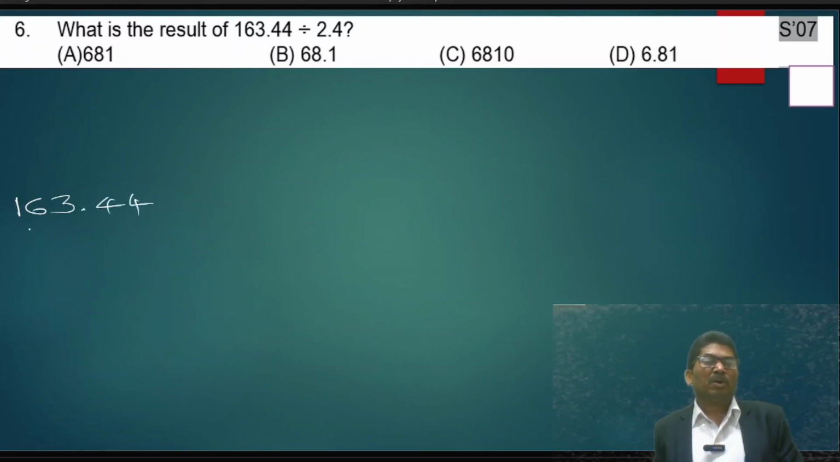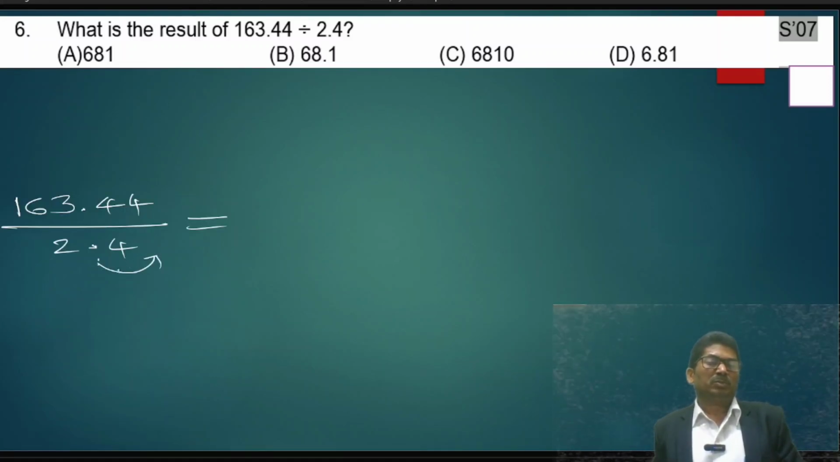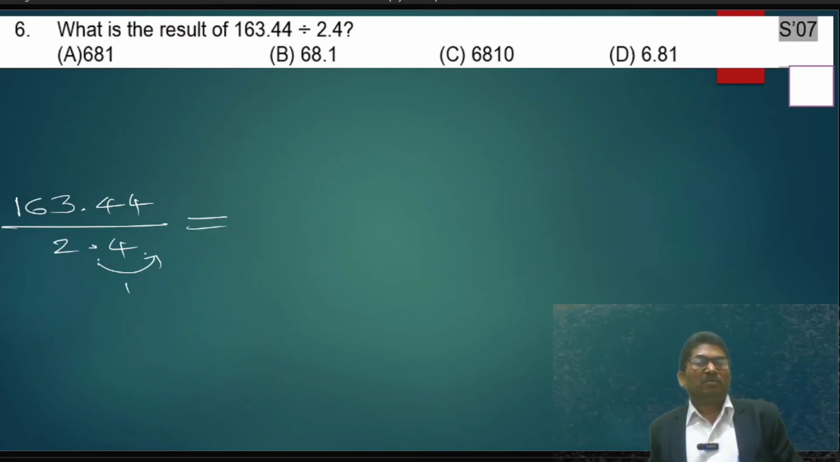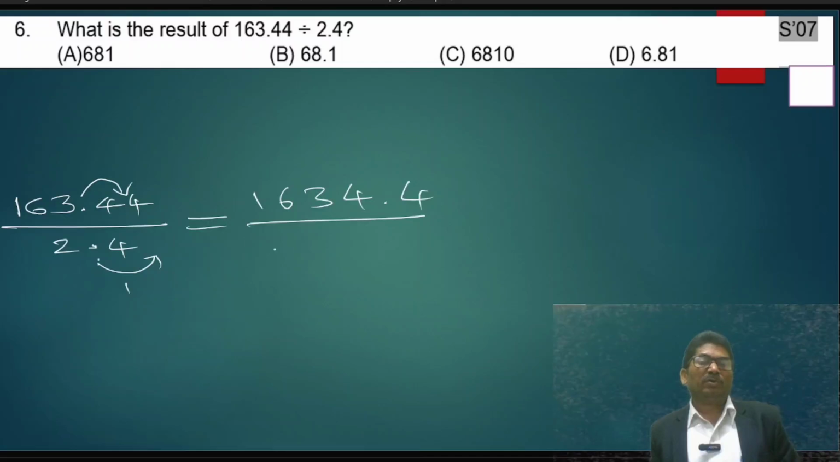163.44 by 2.4. We have to make the denominator a whole number, so we need one decimal shift to the right, one place. Here also the same, one place. Then the new dividend, new numerator, is 1634.4, and the new divisor is 24.